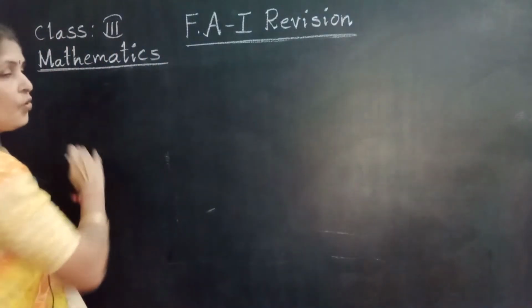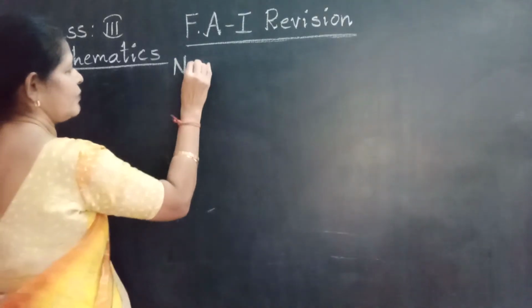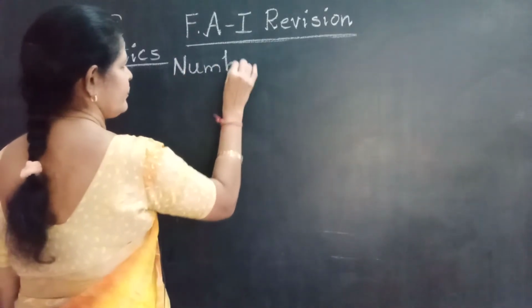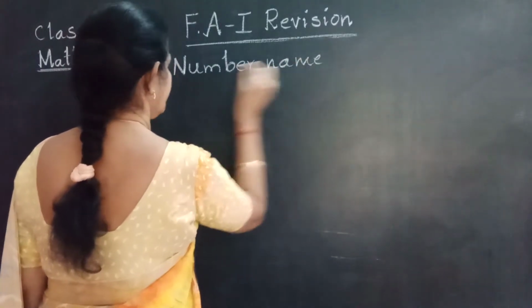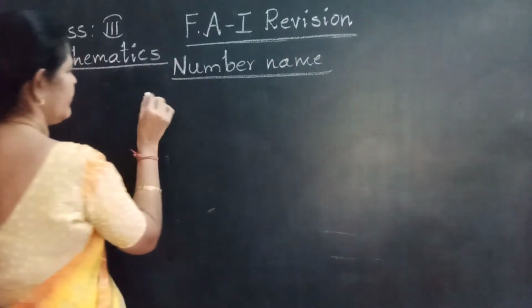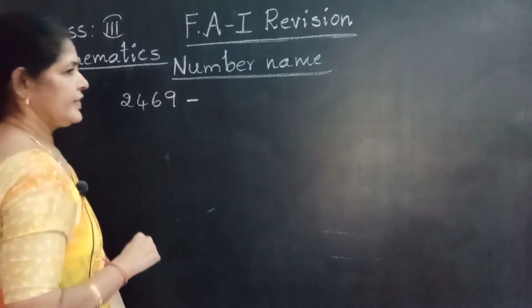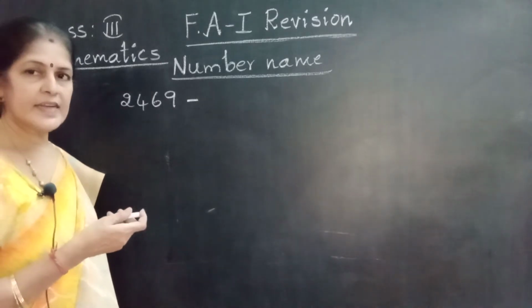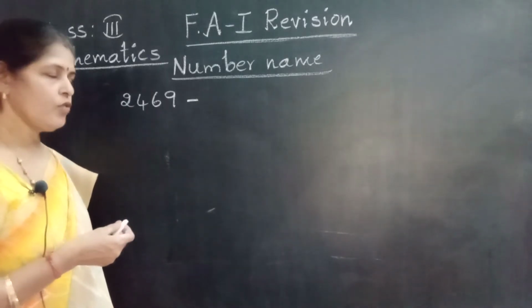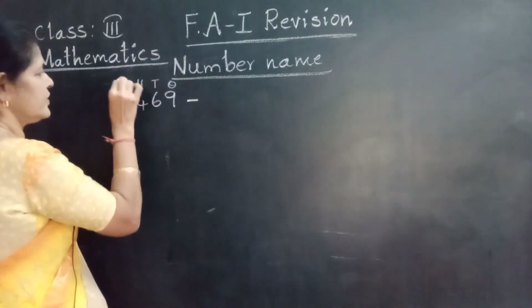You also open your homework book and write. First one, number names. Write the number name. The given number goes to this one. How to read this number? We read the 4-digit number starting with thousands, then hundreds, tens and ones.